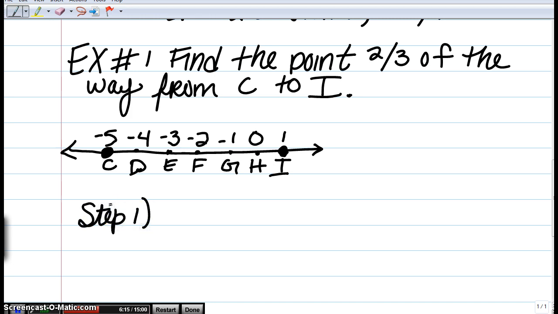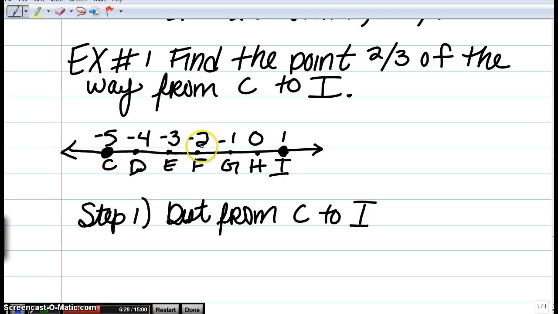So your first step, step 1, is to find the distance from C to I. So we are going to count over how many we have. So we have 1, 2, 3, 4, 5, 6. So it's a distance of 6 between C and I. So we have 6 units.